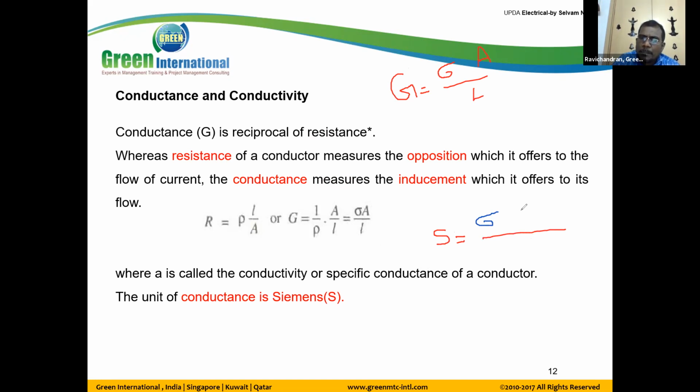What is the unit for the area? Meter square. What is the unit for the length? Meter. So which is equal to, the unit for conductivity is Siemens per meter. Okay.